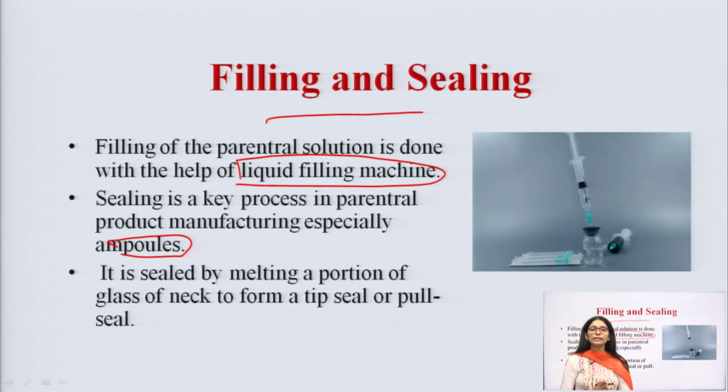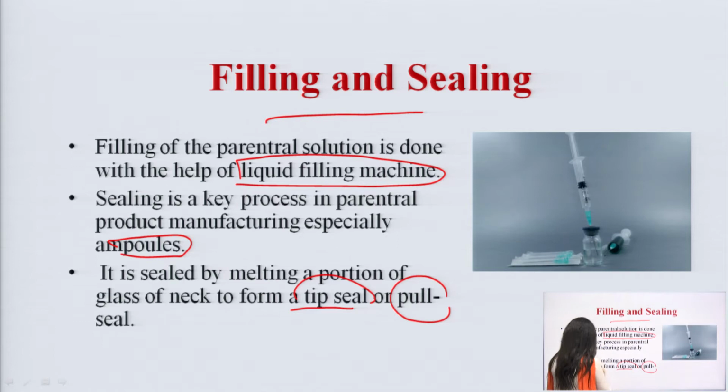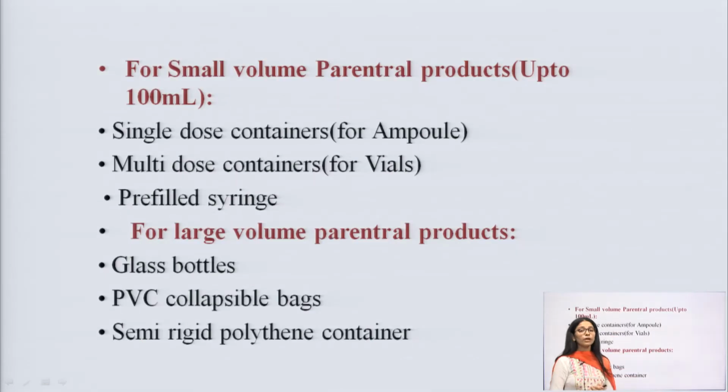Then it is sealed by melting a portion of the glass of the neck to form a tip seal or pull seal. So, there are two kinds of sealing techniques. Number one is tip sealing and number two is pull seal. We are going to learn one by one what all these are, and what kinds of parenteral products we are dealing with.